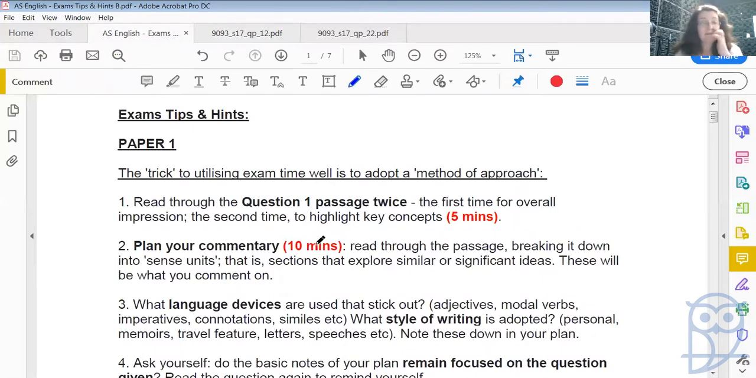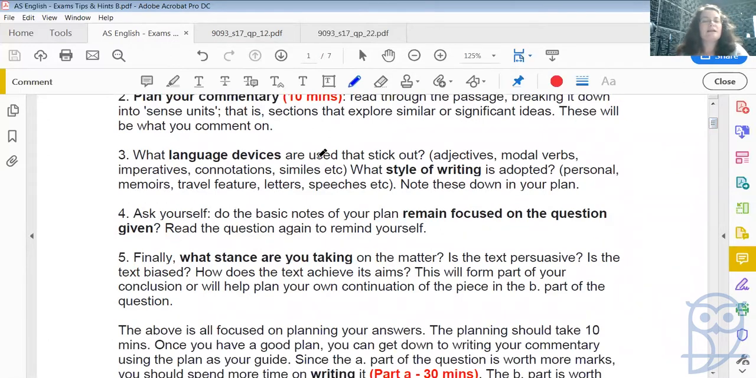Then for your next 10 minutes, you are going to be planning your commentary. Read through the passage, breaking it down into sense units. That is, sections that explore similar or significant ideas or concepts. Then they move on to a new concept or idea. Then they move on to the next one. So break it down into sense units. These will be what you comment on. Okay, so that's how you're going to build up your commentary.